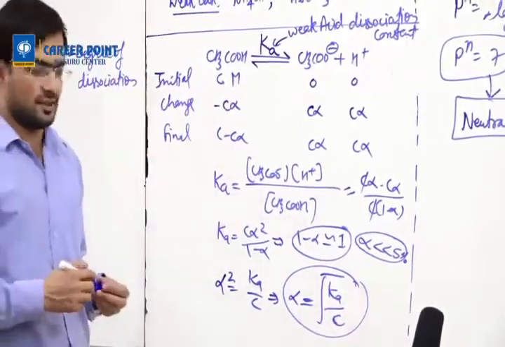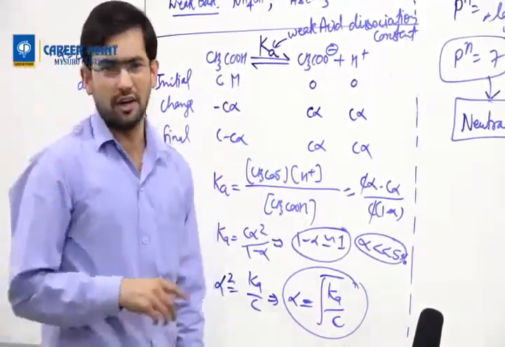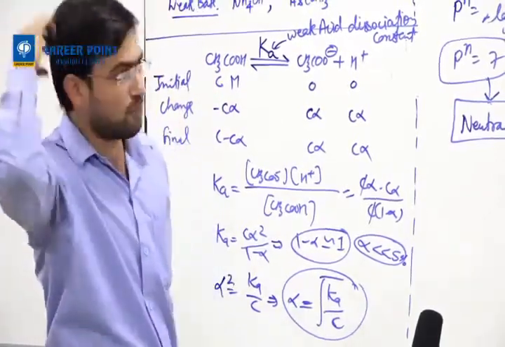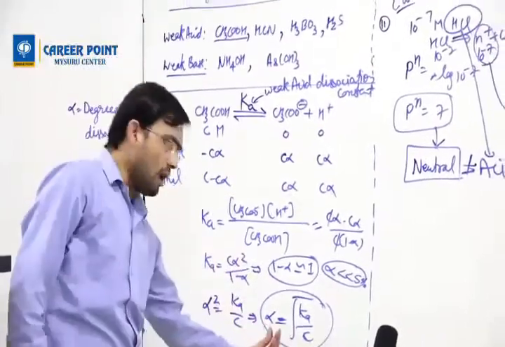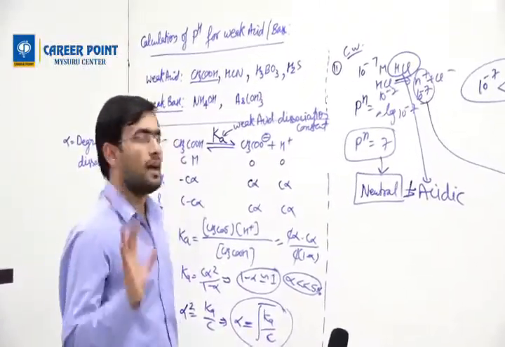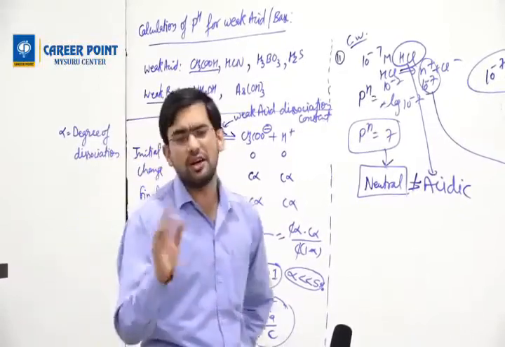Now this is all theory, okay? Theory is not important in our competitive examination, as we know, right? We need to solve problems. So alpha is equal to root K by C. My aim was to find what? My aim was to find pH.